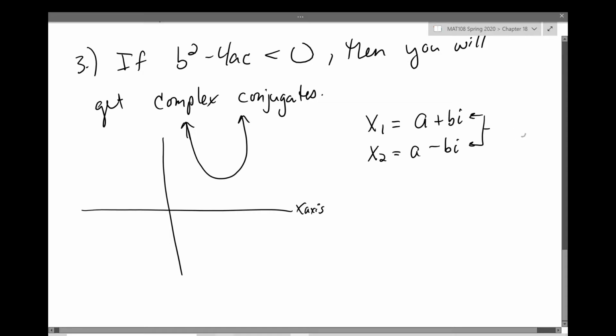Oh, I can't spell. Come on. Conjugate pairs. All right. Now, in terms of theory, that's it for today.